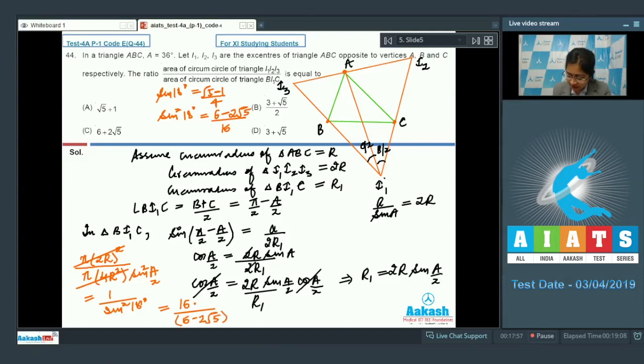Now if we multiply the numerator and denominator by 6 plus 2 root 5, right? So we will get it equal to 16 into 6 plus 2 root 5 upon a square minus b square, that is 36 minus 20, that is 16. So 16 will get cancelled. So we get the ratio equal to 6 plus 2 root 5. That is, from the given options, option number C is the correct answer. I hope the question is clear to you.